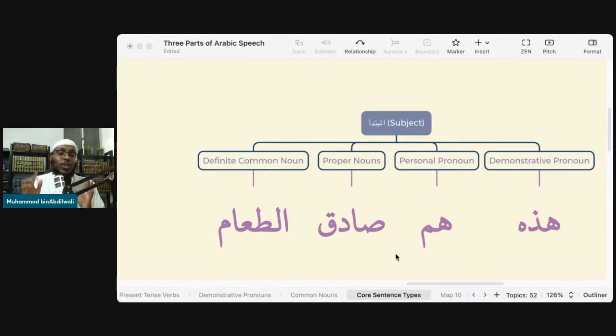All you need to do is practice. That's it. So that you end up using the correct word as the mubtada and the correct word that goes with it. Masculine and masculine, singular and singular together. Okay?